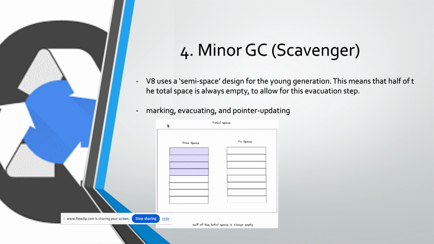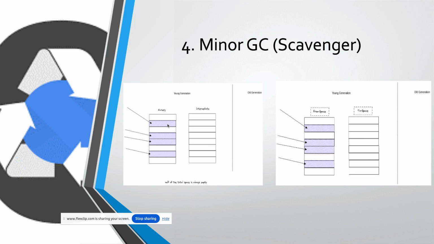So V8 uses a semi-space design. We talked about it in the V8 memory visualization. And half of the total is always empty, although for the evacuation step, after surviving GC, the objects are moved to the to-space or some kind of old generation space, right? So in minor GC, in the scavenger, there's marking, evacuating, and pointer updates. I can talk about this.